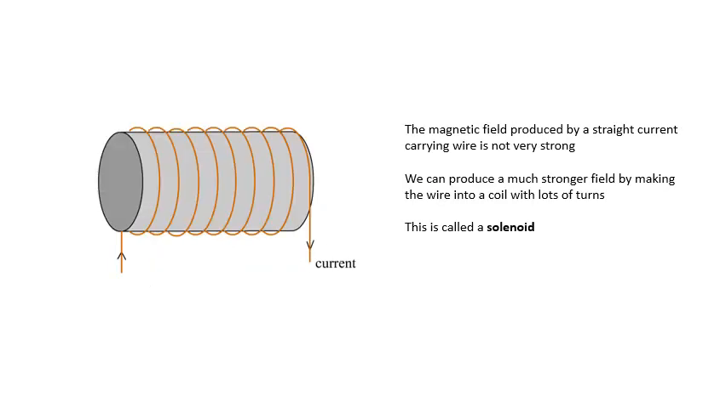Now, a single straight wire produces a magnetic field, but it's not very strong, so it's not much use. One way that you can get a much stronger field is if you get a tube, like a cardboard tube, and you wrap the wire around the tube to form a thing called a solenoid. If you have lots of turns of wire, each turn produces a magnetic field, and they all add together, and that produces a much stronger magnetic field.